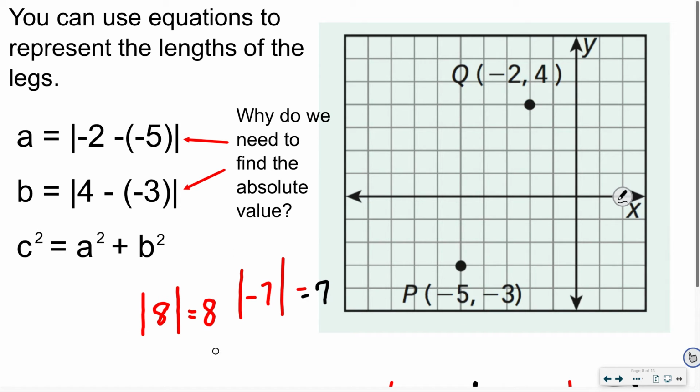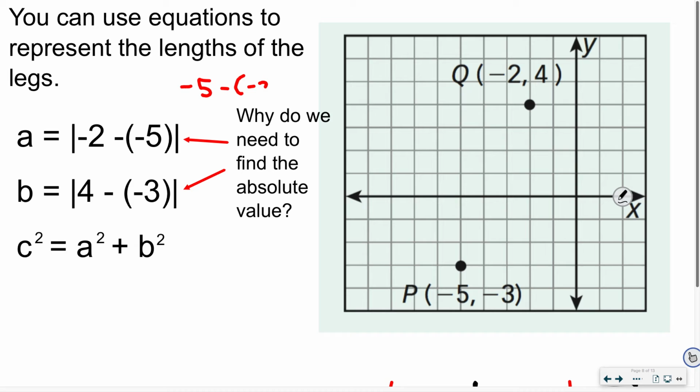Which is why on the previous slide, we did it the other way. We did -5 minus -2, and we came up with -3, but if we're talking about distance, it can't be negative. That's why we would have done the absolute value of that. And what's the absolute value of -3? +3. Okay. So make sure you have that example, because you're going to do an example just like it in a moment. And I'd like for you to understand why that absolute value symbol matters.